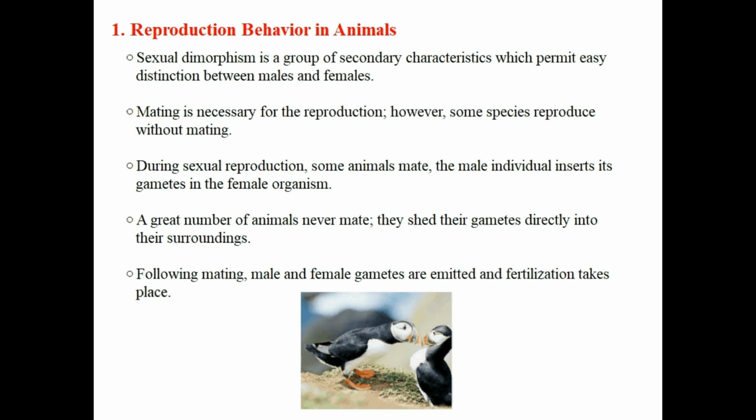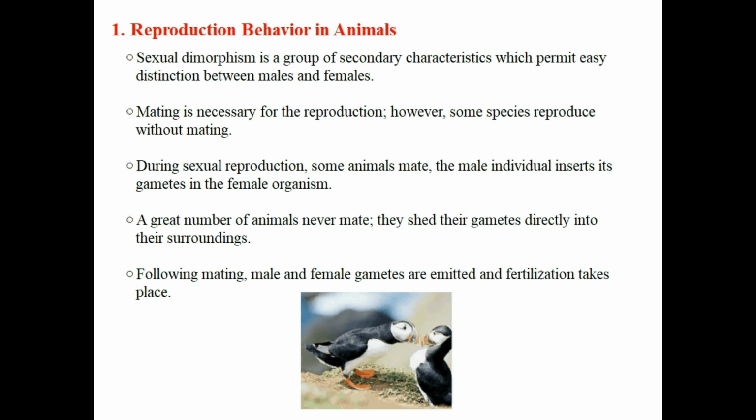Sexual dimorphism is a group of secondary characteristics which permits easy distinction between the male and the female. Mating is necessary for the reproduction. However, some species reproduce without mating. During sexual reproduction, some animals mate. It means the male individual inserts its gametes in the female organism.